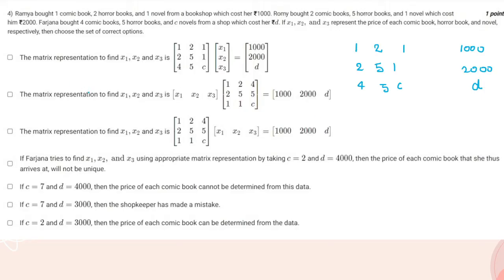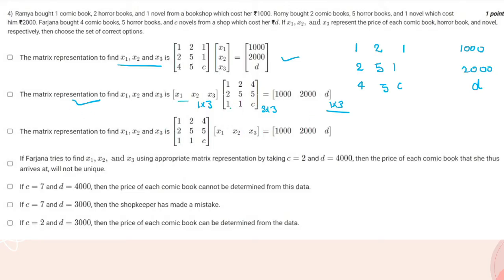So how can we write this? The matrix representation to find x1, x2, x3 will be the matrix 1 2 1, 2 5 1, 4 5 c multiplied by x1, x2, x3, equal to 1000, 2000 and d. So this is correct. The second is in the transpose form. This is 1 times 3 and this is 3 times 3, so basically it will give 1 times 3, or you can also multiply it. So that's why this is also correct. When you take the transpose, it will be out here. So this is correct.